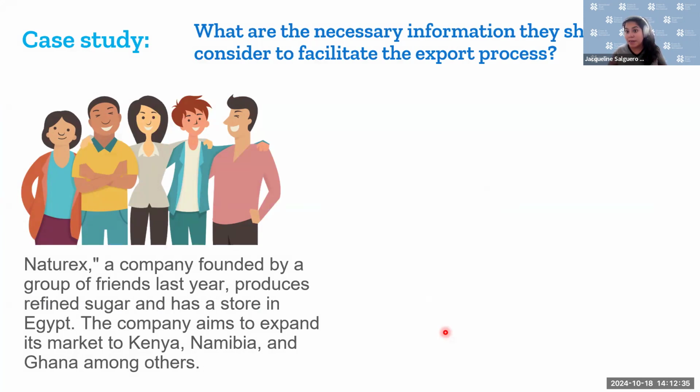For instance, this company is called Naturex. I'm not very good with names, but this is the name that I have given to this company. This company was founded by a group of friends, and they produce refined sugar, and they have a store in Egypt. The company aims to expand into the African continent, for instance, to Kenya, Namibia, and Ghana, among other countries. So what kind of information do you think they should get to be able to expand into those countries? Perhaps you can just write in the chat, and I will be looking at the chat and reading your answers out loud so that we can all listen to them.